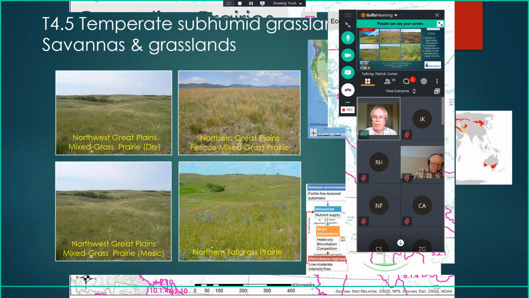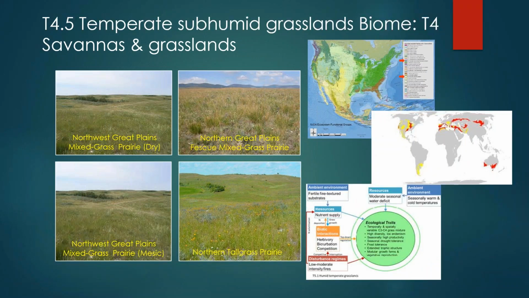And I'll just take this example. We'll look at that under that broader ecosystem functional group of the biome, the savannas and grasslands. We've just got a couple of these different types: the fescue mixed grass prairie, the northern tall grass prairie, the northwest Great Plains mixed grass prairie, sort of a dry variation versus a mesic variation. So this helps us define the concepts that we're shooting for as units to really assess for our purposes here, and that we could tie these up and relate them to those broader ecosystem functional groups as defined in the IUCN framework.